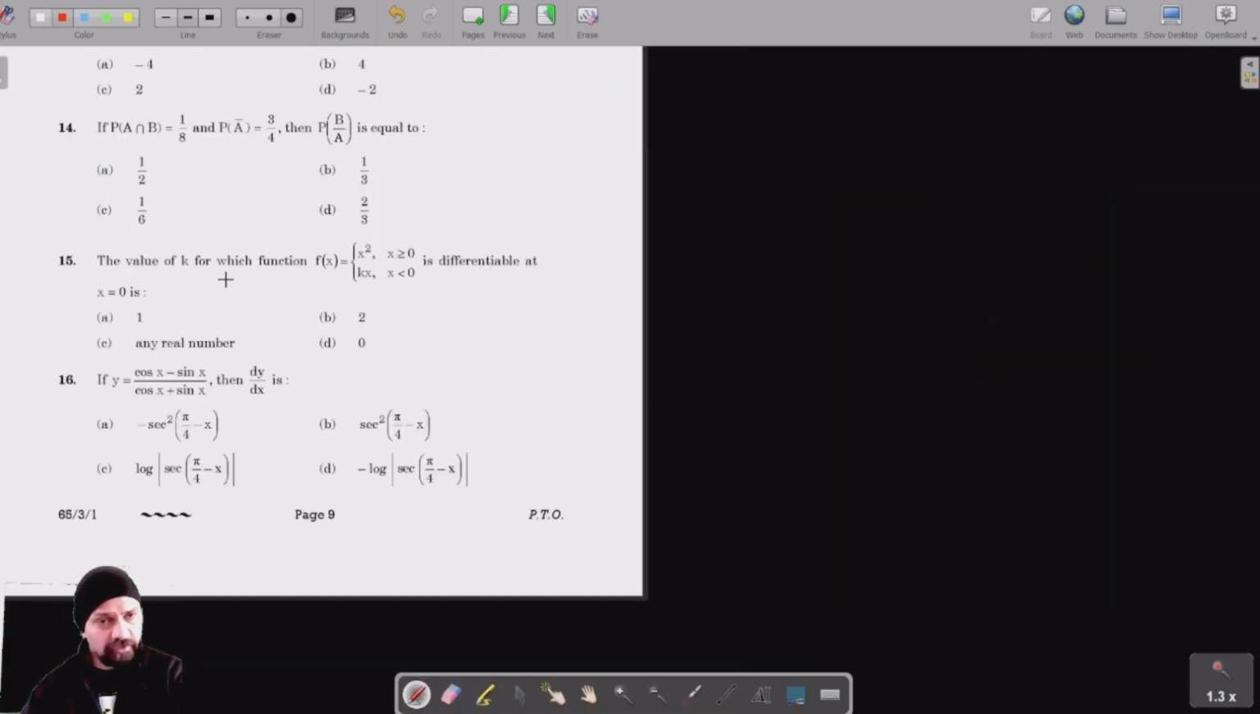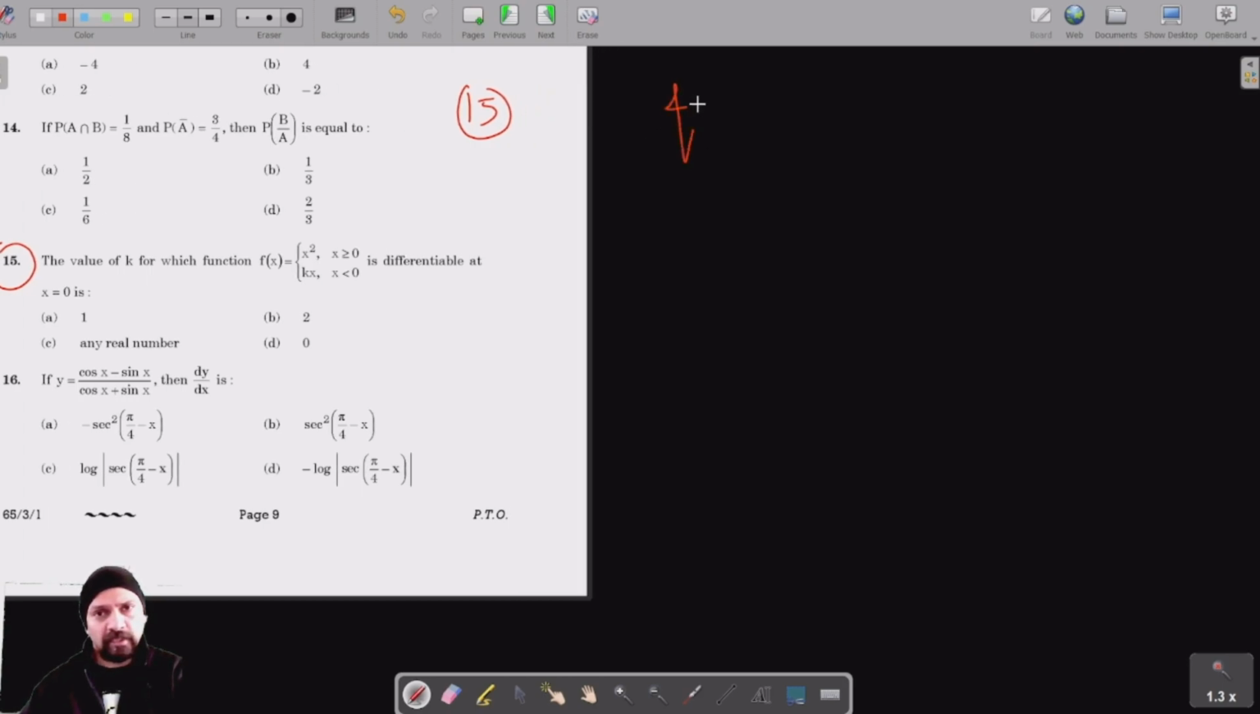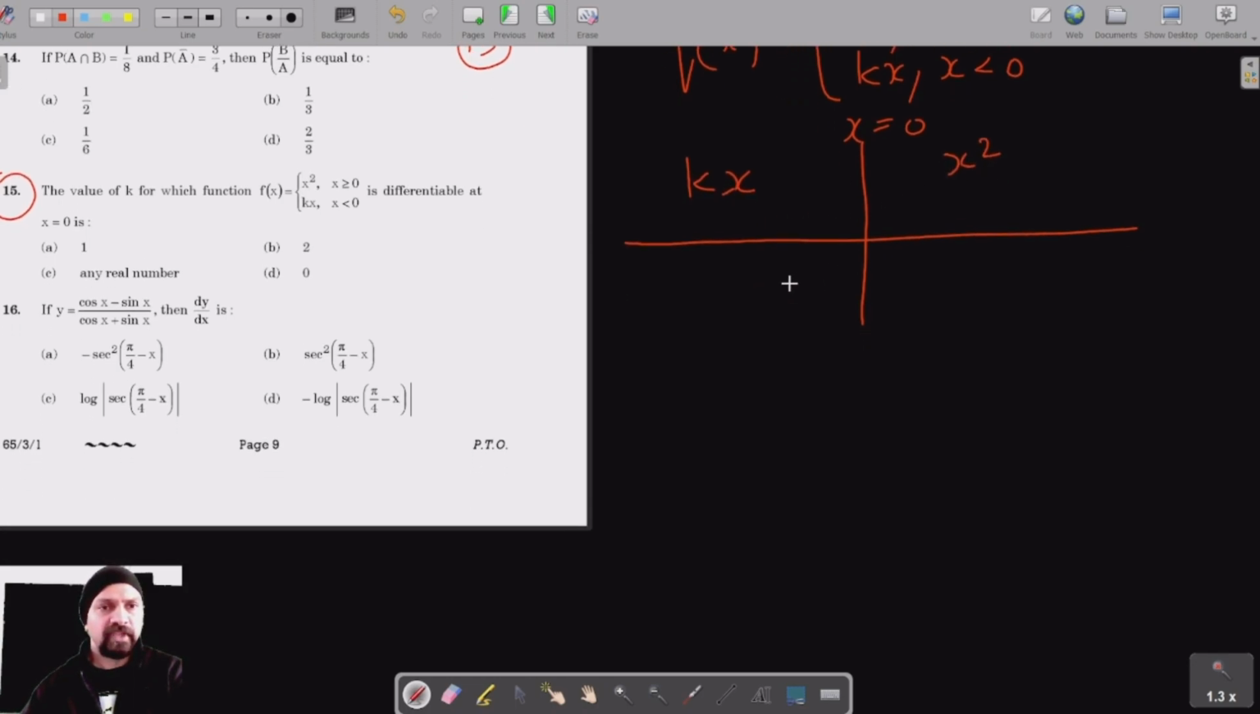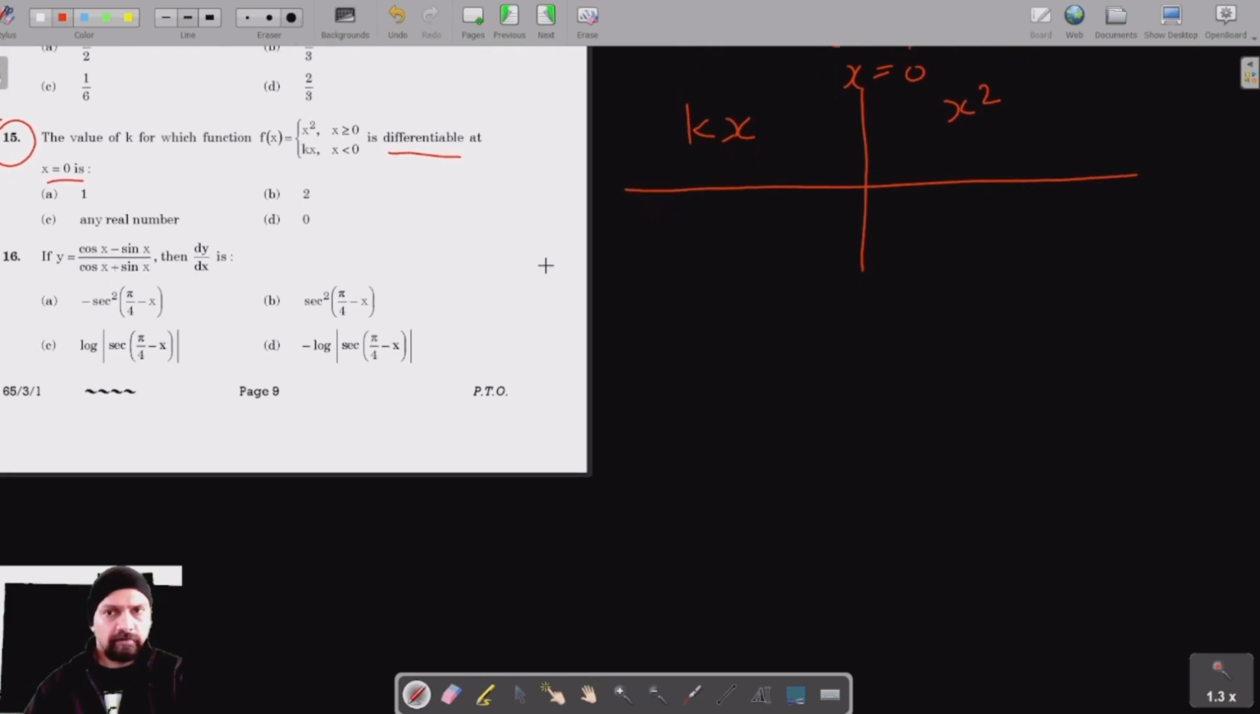For question number 15, it's given that our function is f of x is x square when x is greater than or equal to 0, and kx when x is less than 0. So this function is defined on the number line when x is equal to 0. For the left hand derivative, it's kx and for the right it's x squared. Now it's differentiable at x is equal to 0.